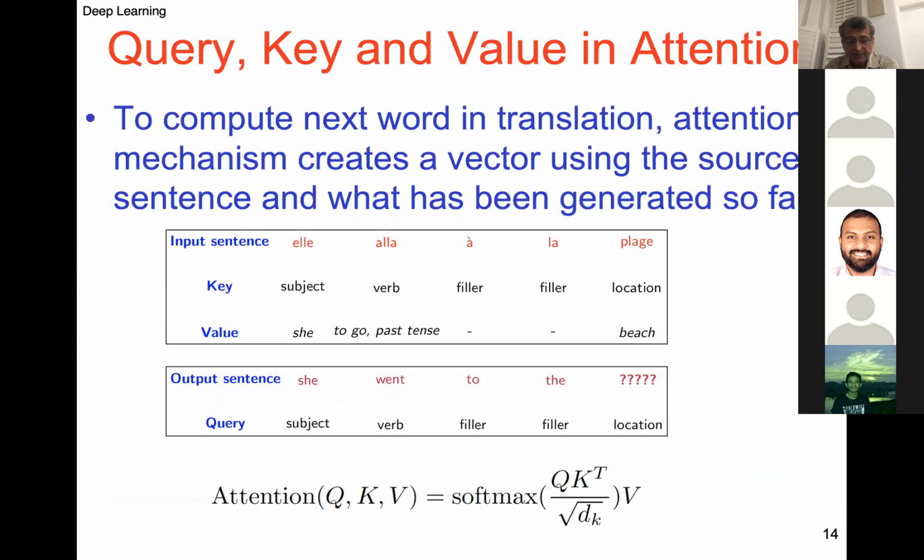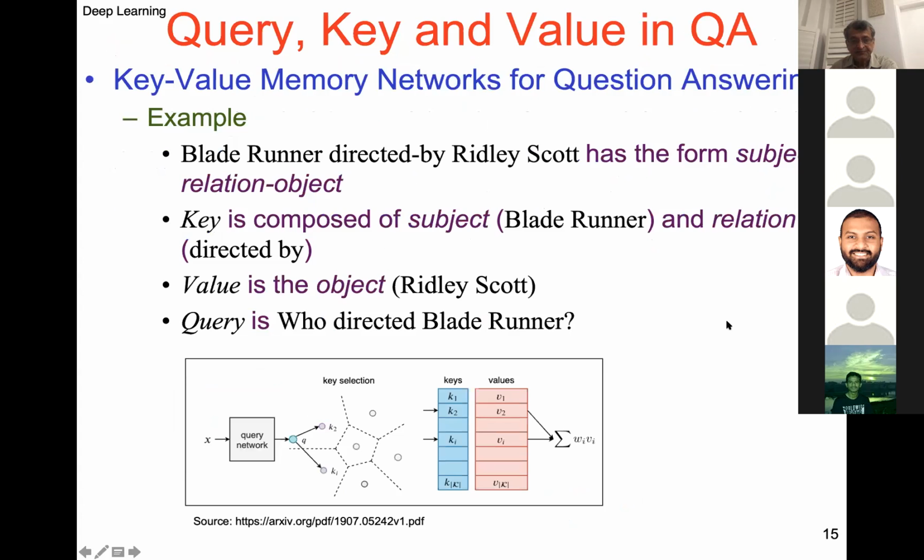So the three important things in these transformers are query, key, and value in the attention mechanism part of the transformer. To compute the next word in translation, the attention mechanism creates a vector using the source sentence and what has been generated so far. That's the basic idea. All of this is put together and captured in three things called Q, K, and V, corresponding to the three elements, query, key, and value in the attention mechanism.